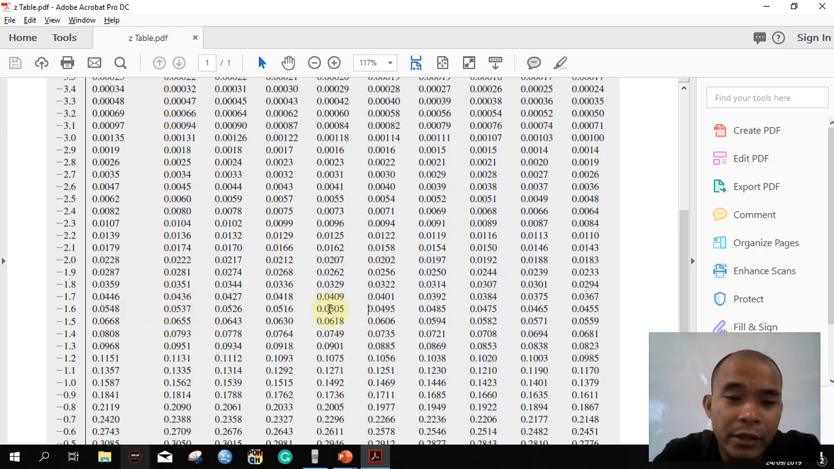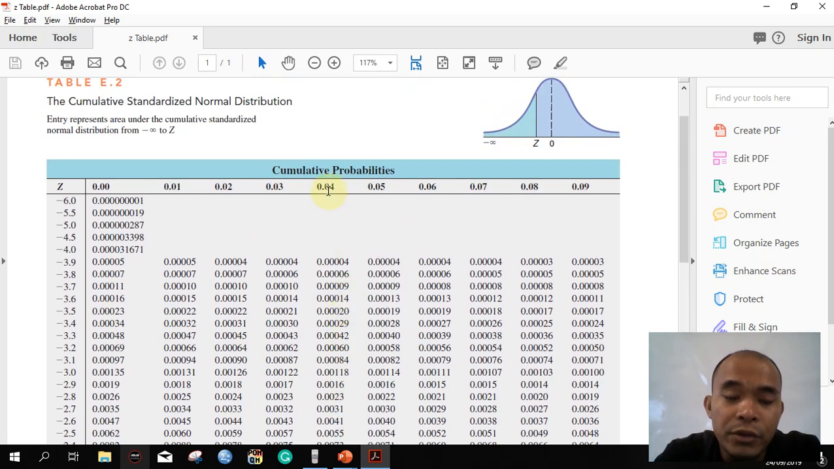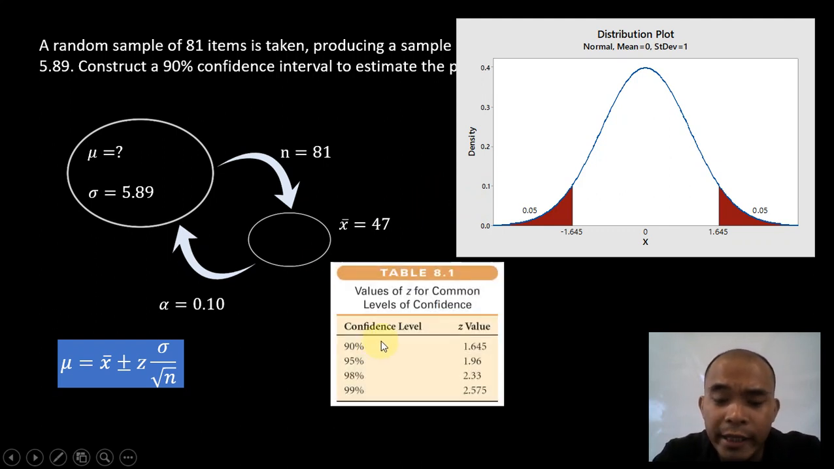So we can estimate that the value for 0.05 is around negative 1.6, plus the value here of 0.04, so that is negative 1.64. If you look at the table, negative 1.64 is approximately the same. We can also memorize these common z values for levels of confidence: for 90% it is 1.645, for 95% it is 1.96. These are the common levels of confidence used in research, but the most common is 95%, with a z value of 1.96.